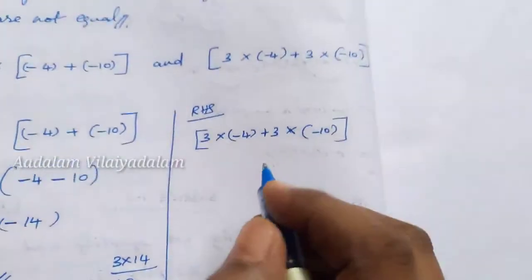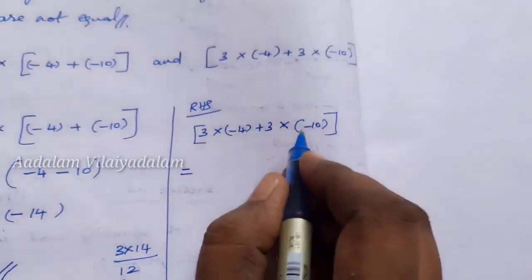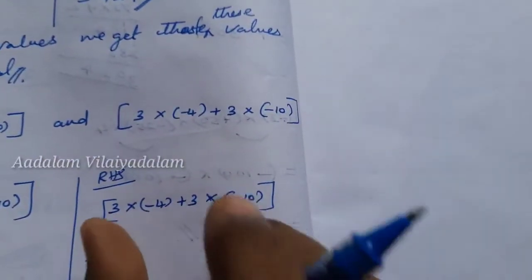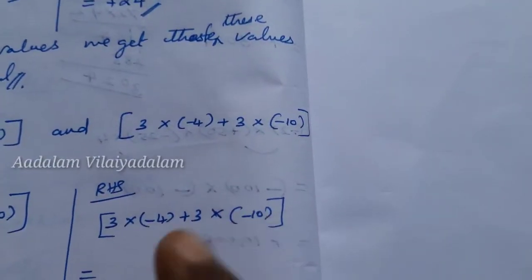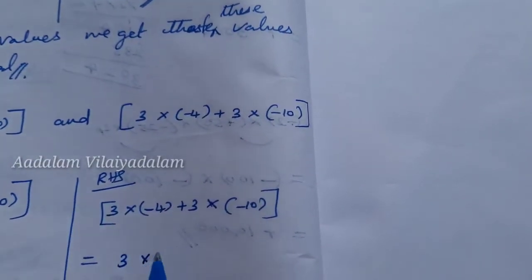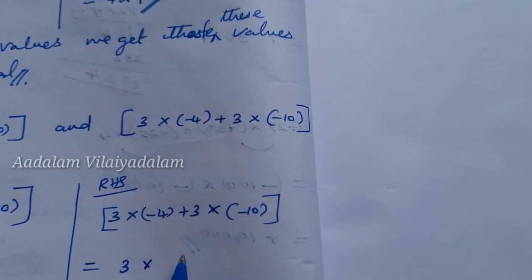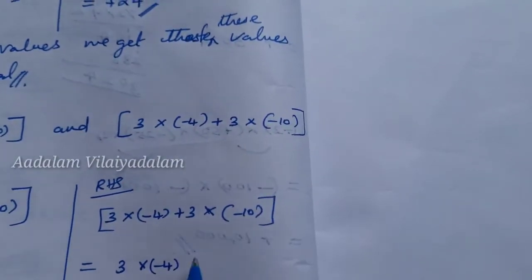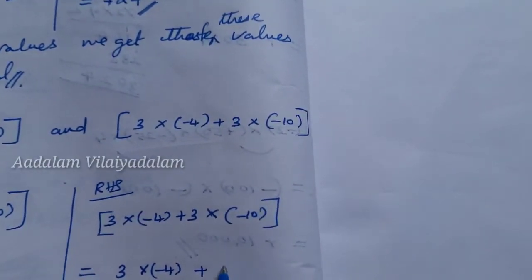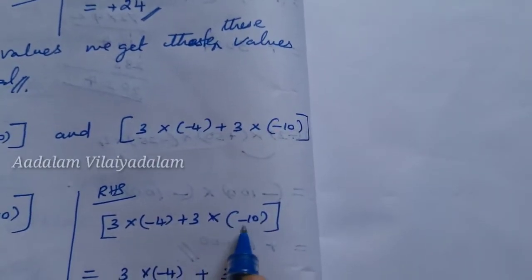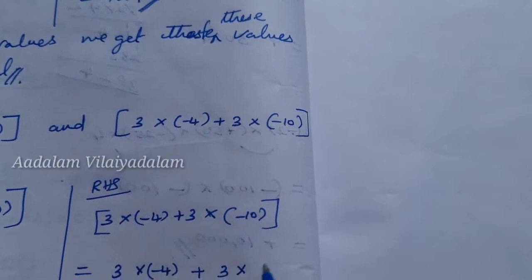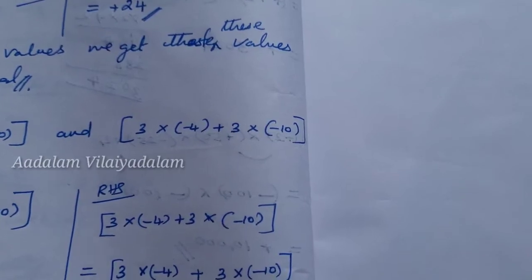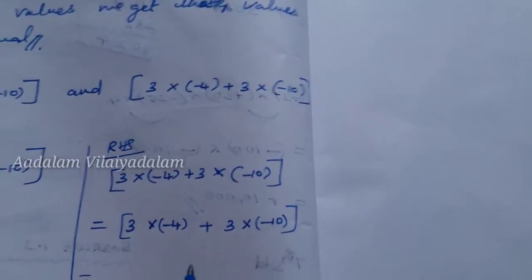So let's move to the right hand side. What do we get here? We need to solve the bracket first, isn't it? All the integers are inside the bracket only. So let's go one by one. So 3 into minus 4. Now here let's write it again. 3 into, here there are signs, so write it as it is. Let's move to the next line, next equal sign, and we can understand it clearly.